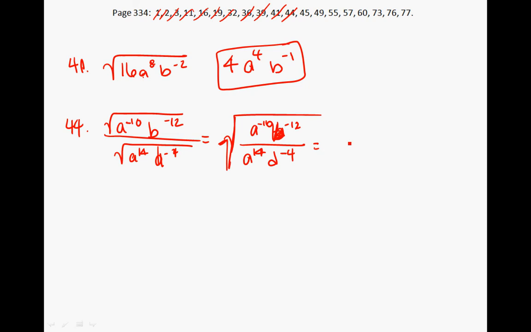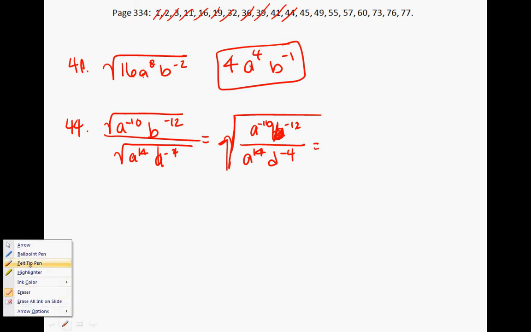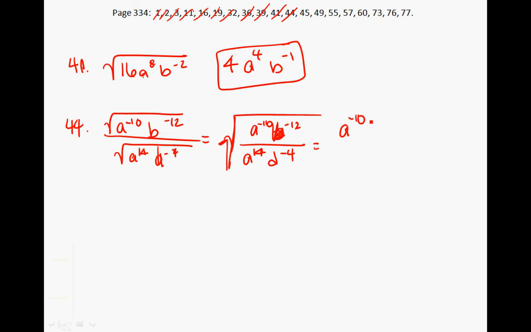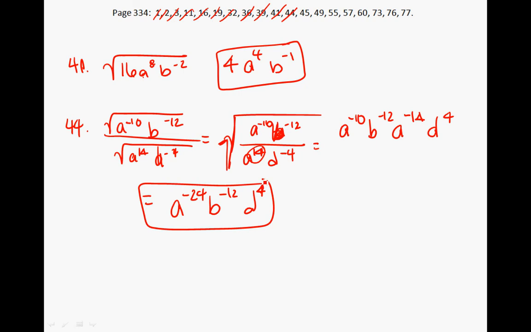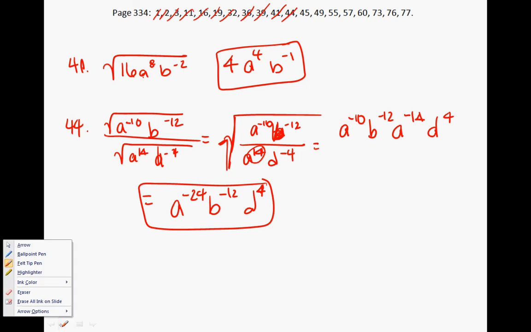Okay, we can put it all into the numerator. We have a to the negative 10, b to the negative 12, a to the negative 14 because I moved it up so it becomes negative, and d now is to the positive 4. So then we can just simplify the a's here. We end up with a to the negative 24, b negative 12, d 4. What did I do?